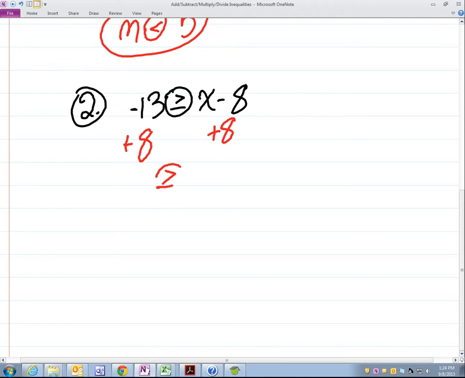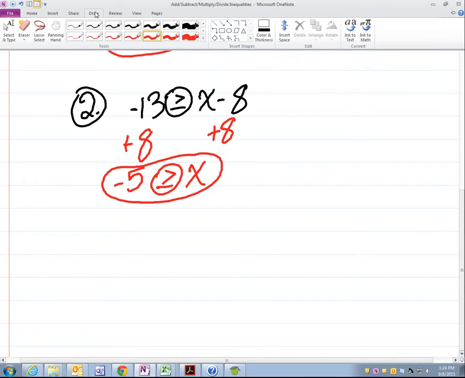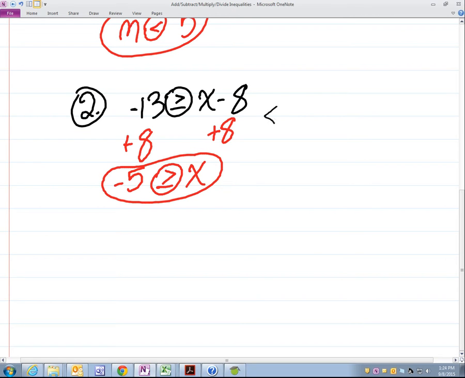Write my sign again. Now x is by itself over here, and we have negative 13 plus 8, which is going to give me negative 5. Circle that guy, and it's time to graph. What number am I going to put in the middle? Negative 5, thank you. Negative 5, negative 4, negative 3, negative 6, negative 7.